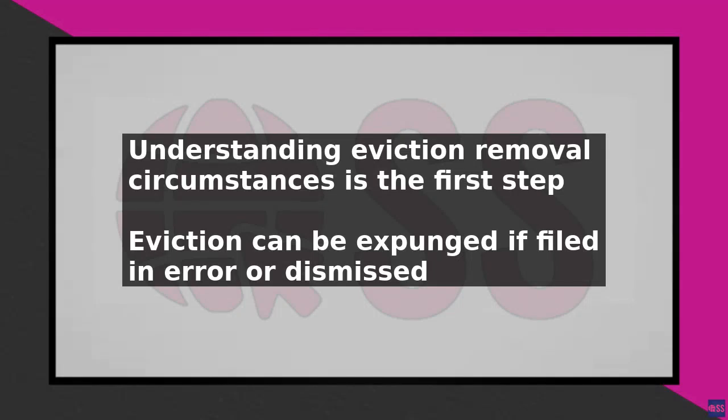Getting an eviction off your record can be a challenging and complex process, but it is possible with the right approach. The first step is to understand the circumstances under which an eviction can be removed from your record. In general, an eviction can be expunged if it was filed in error, if the case was dismissed, or if you won the eviction lawsuit.